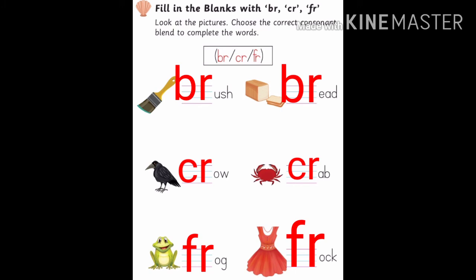Third picture is frog. We have to write here fr consonant blend. Next picture is bread. We have to write here br consonant blend. Next picture is crab. We have to write here cr consonant blend. Next picture is frog. We have to write here fr consonant blend sound.